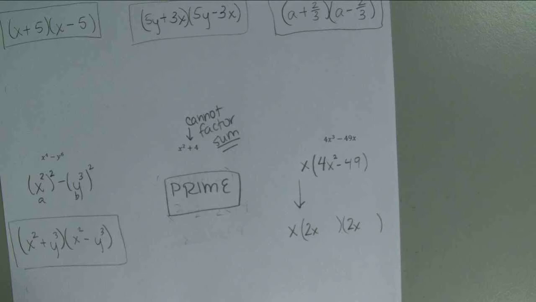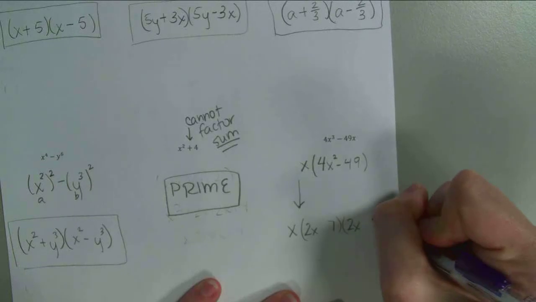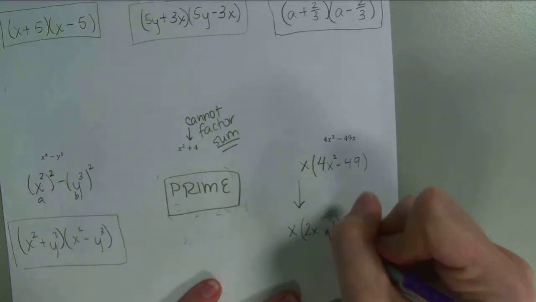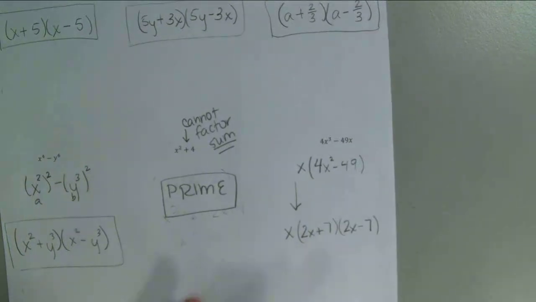And then how do you split 49 up evenly? 7. So 7 goes in back. And what do you need? Opposite signs. I'm putting the plus and the minus. You might be a rebel and put the minus and the plus. That's absolutely fine. It's the same thing.